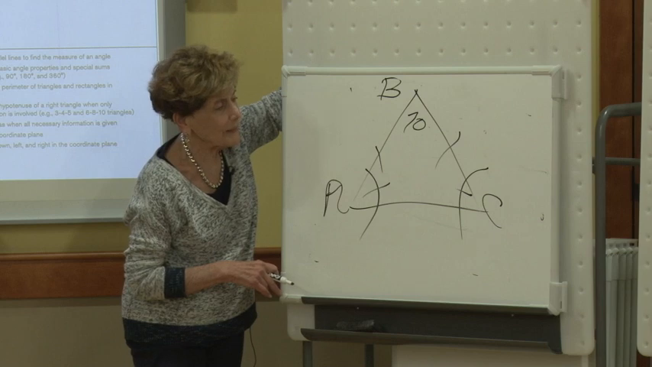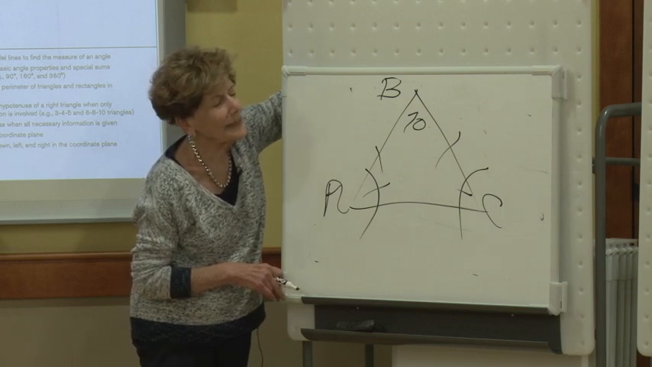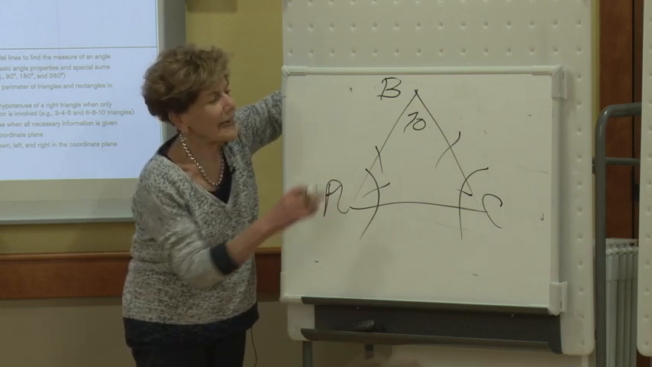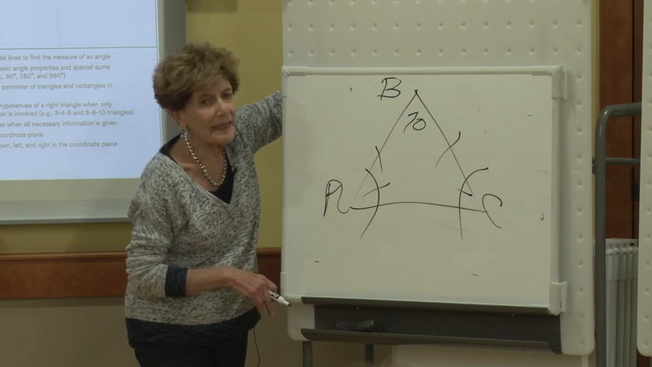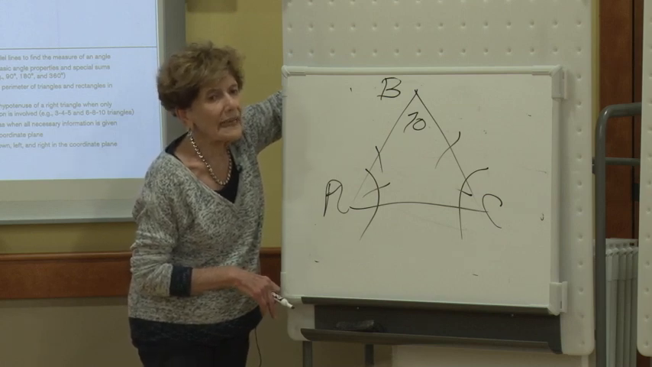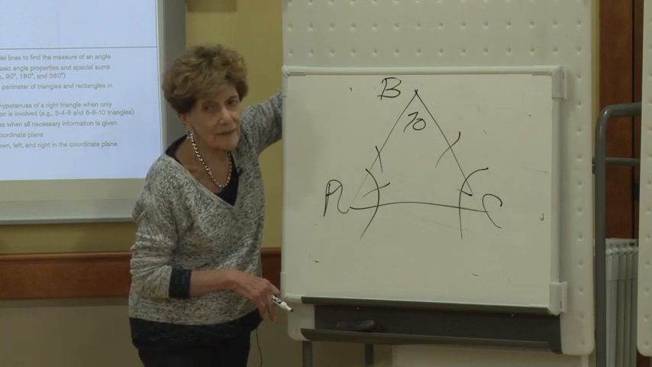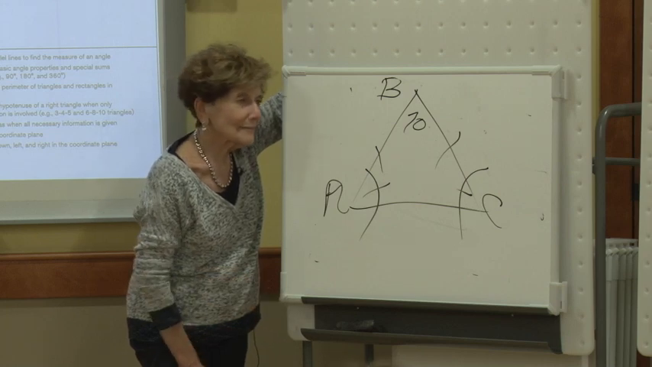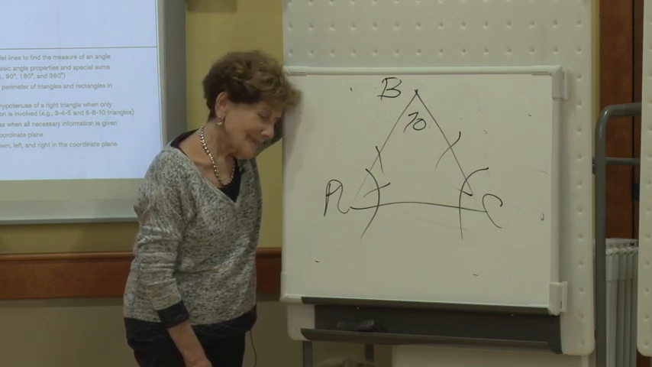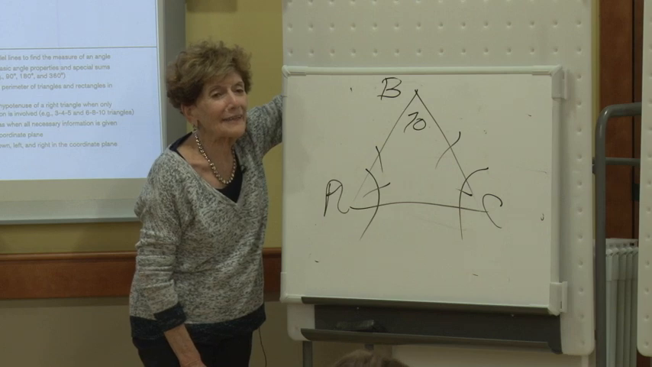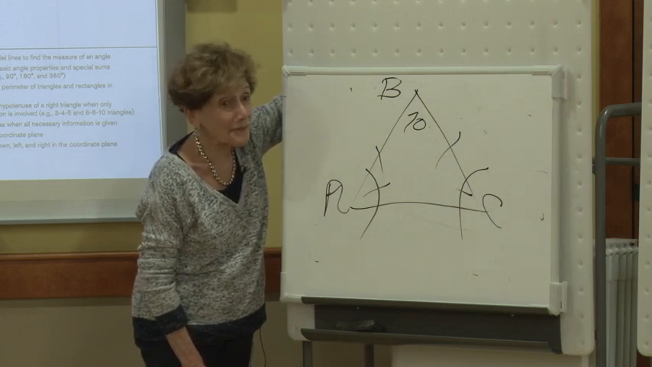Okay, so now go back. You got a 70. Come on, number of degrees in a triangle is 180. 180 minus 70 is 110. Half of 110 is... Thank you, 55.